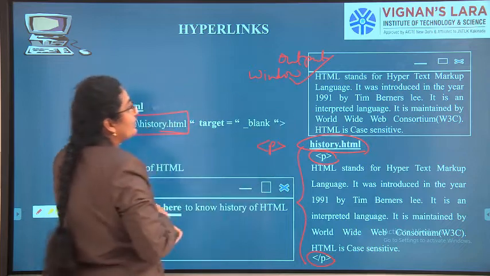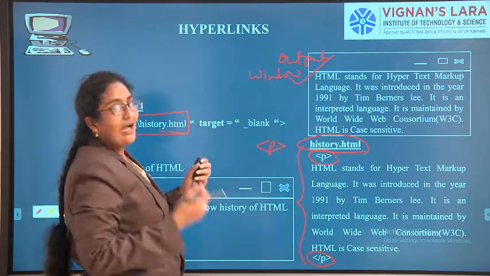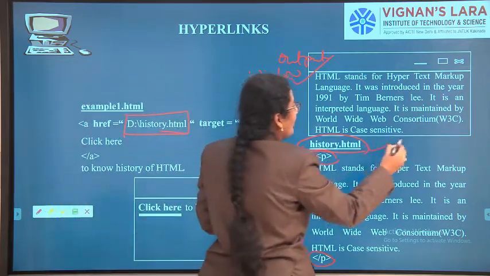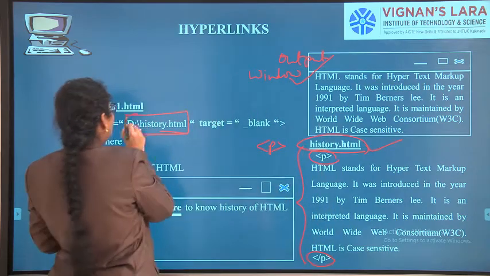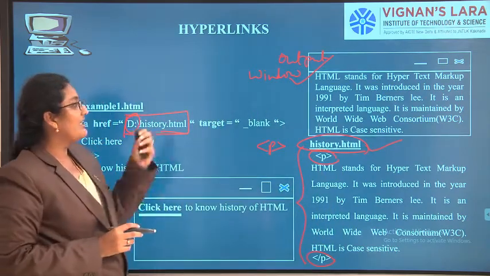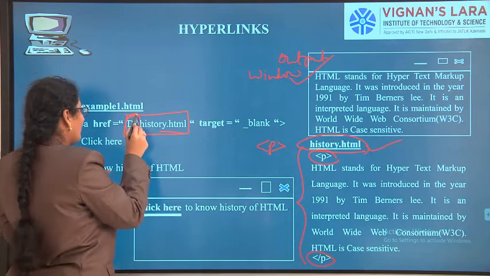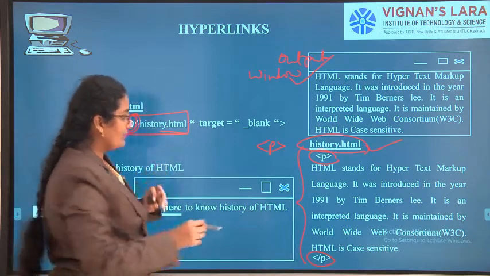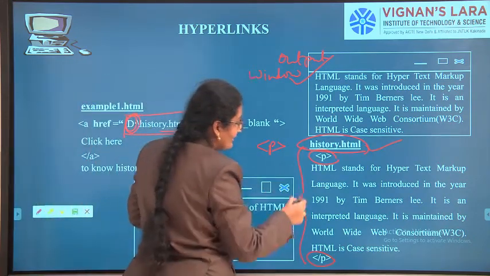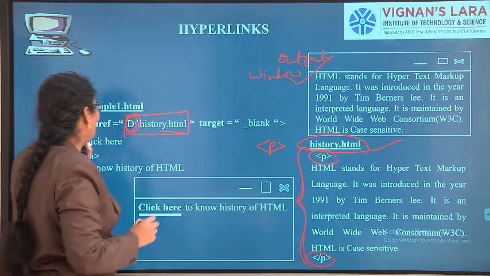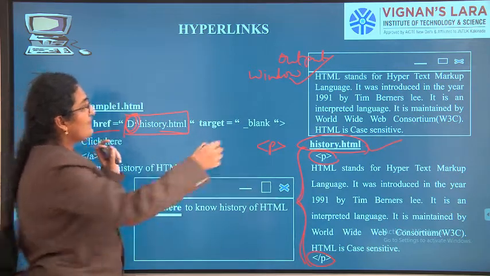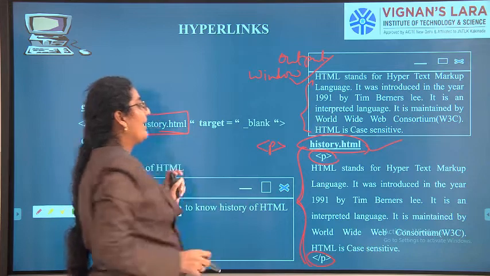This is the output window. So what is displayed? I have only created history.html. I stored that in D drive. So while creating the history of HTML, I used the paragraph tag. So I have given that reference. So it is displayed in the output window. It displayed that paragraph.